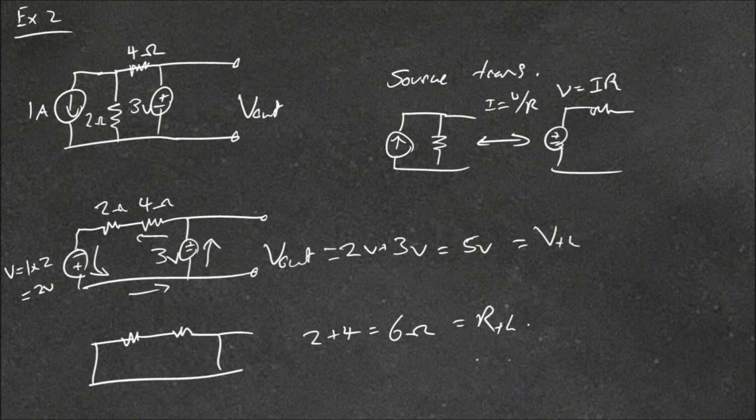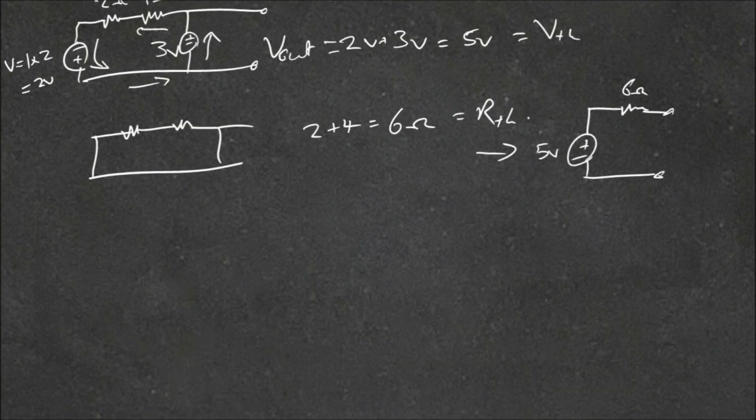And so we can write this circuit as simply 5 volts, 6 ohms, and so that's our Thevenin equivalent.